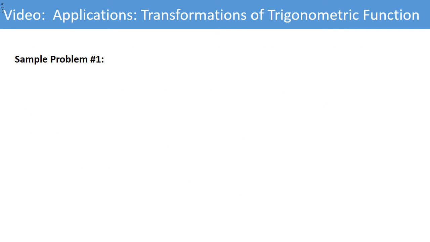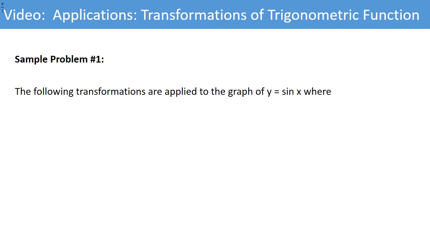Here is a sample problem that we're going to work through now. The following transformations are applied to the graph of y equals sine x, where 0 is less than or equal to x, which is less than or equal to 2 pi. This information sets the domain for the function. We have to have the graph between 0 and 2 pi.